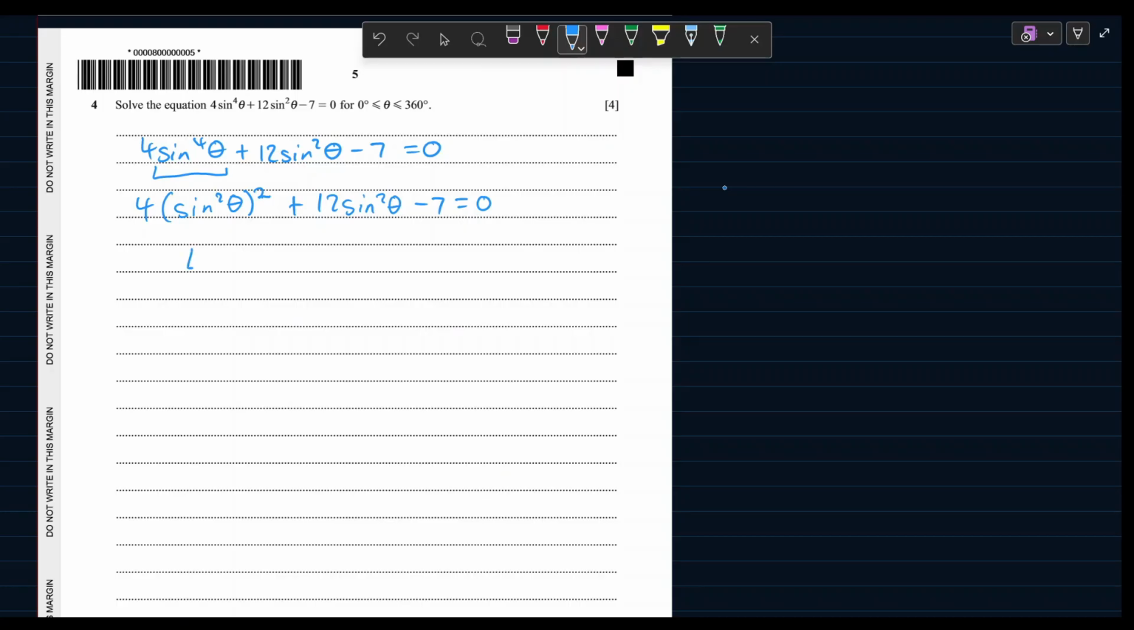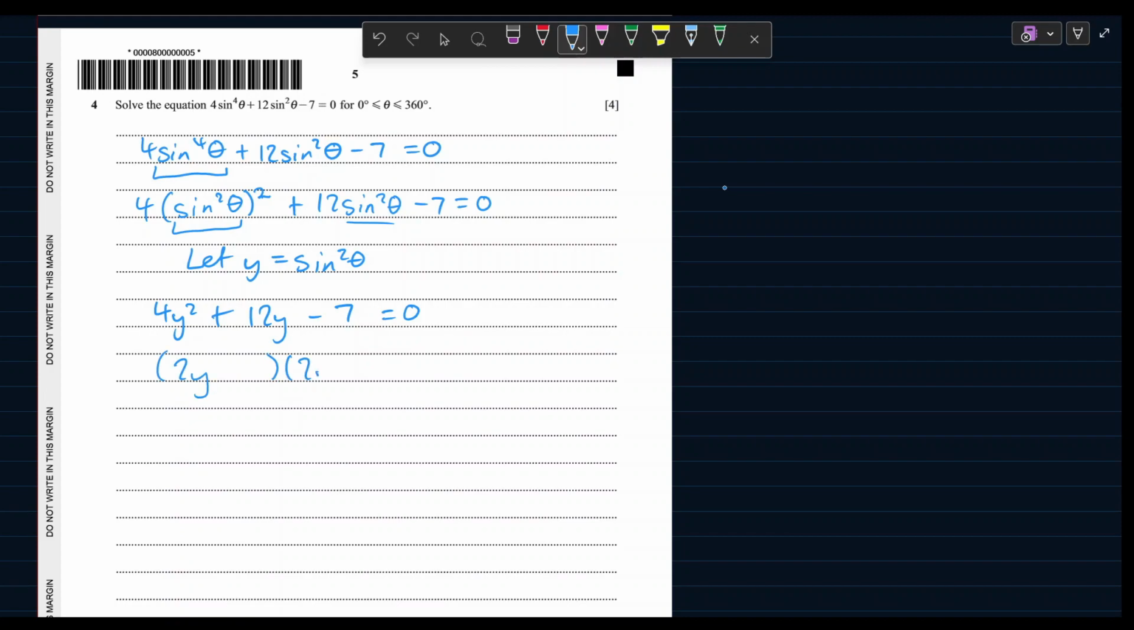So we can say let y equals sine squared theta, so that you can clearly see that what we have here is a quadratic. So wherever there's a sine squared theta, I want you to replace it with y. So you've got 4y squared plus, we've got a sine squared theta there, so 12y minus 7 is equal to 0. And now I hope it should be clear that we've got a quadratic. And this looks like it can be factorized by inspection.